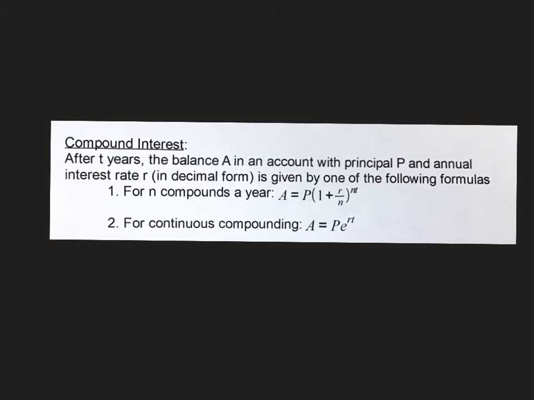So after T years, the balance A in an account with a principal P, so that's what you're starting with, and an annual interest rate R, always written in decimal form, is given by one of the following formulas. If it's n compounds per year, it's A equals P times (1 plus R over N) all to the N times T power. If it's continuous compounding, meaning it's constantly earning you interest, it's what we call the PERT formula. So A equals P times E to the RT power.